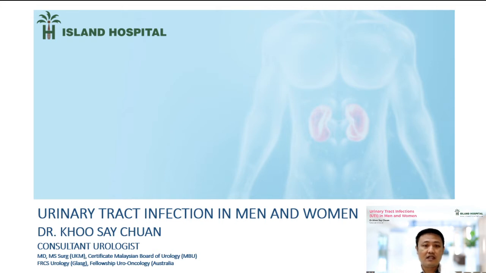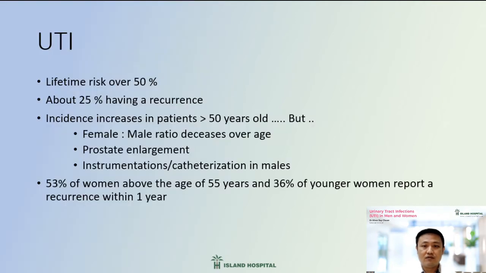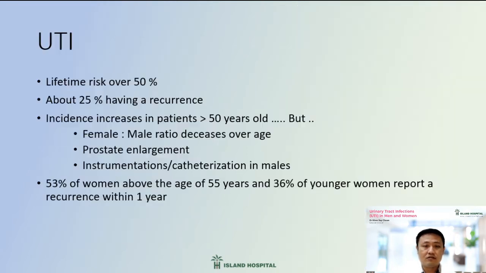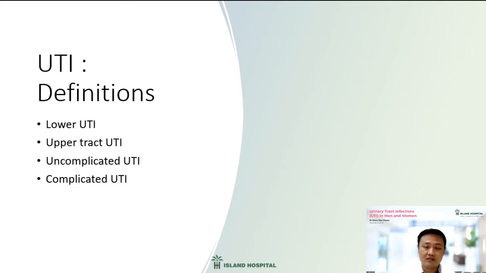So what do we understand by urinary tract infections? Basically, when we talk about urinary tract infections, it means infections in any part of your urinary tract system. If you look at this diagram, the urinary tract system consists of the kidney, ureter, bladder, and also urethra. The infection can happen in the kidney, ureters, bladder, and also urethra.